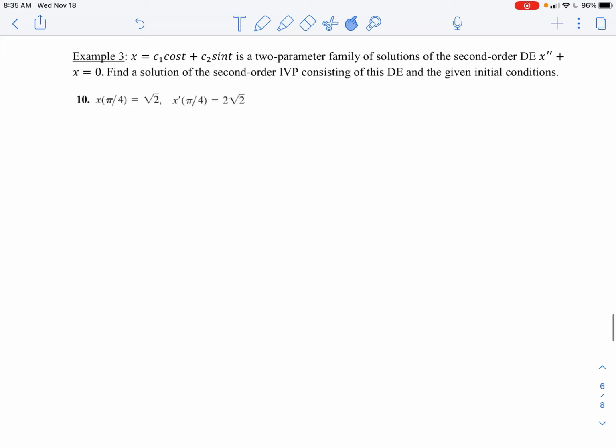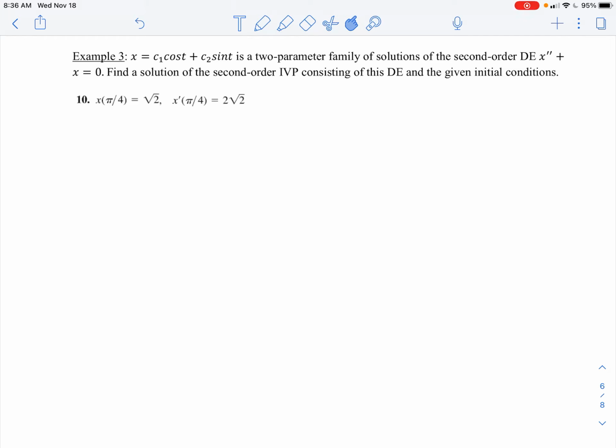The next part, example 3: x equals c sub 1 cosine t plus c sub 2 sine of t. It's a two-parameter family of solutions of the second order differential equation x double prime plus x equals 0. Find the solution of the second order initial value problem consisting of this differential equation and the given initial conditions. All right, so they give us what x and x prime are when t is pi over 4, then x will be square root of 2 and x prime 2 square root of 2.